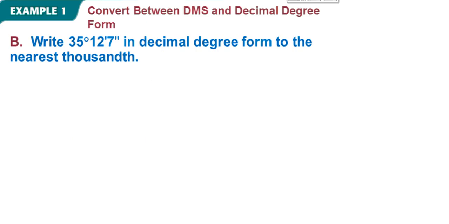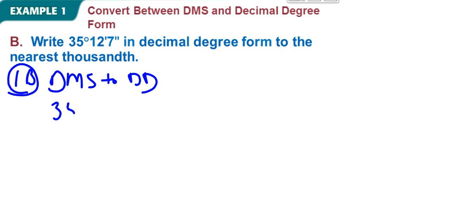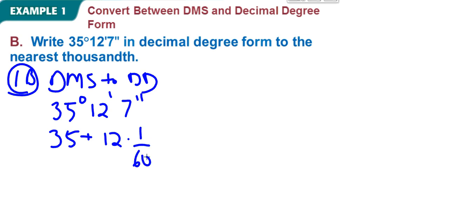Then for number 2, going from degrees, minutes, and seconds into decimal degrees, and I hadn't finished this one several weeks ago when that was 1B, and that's from degrees, minutes, and seconds to decimal degrees. So 35 degrees, 12 minutes, 7 seconds. So we're going to take that 35 plus 12 times 1 over 60 plus 7 times 1 over 3,600.